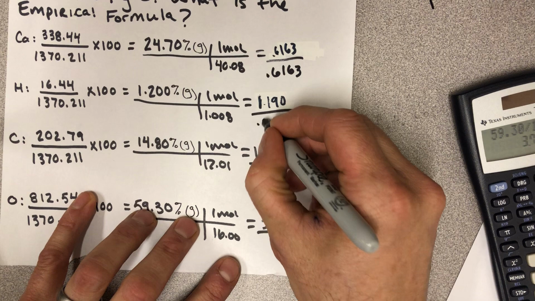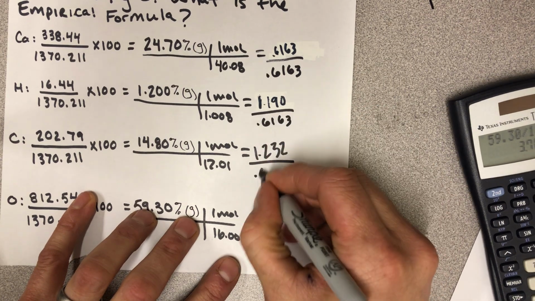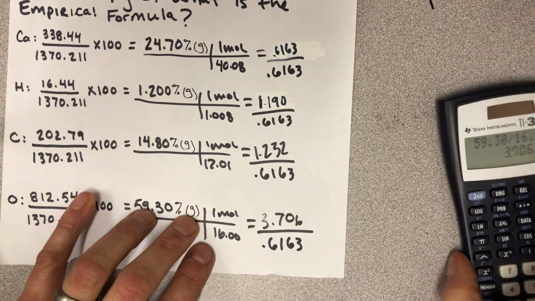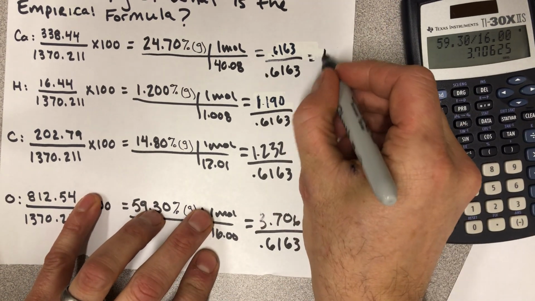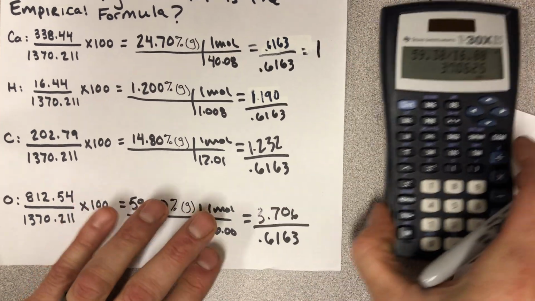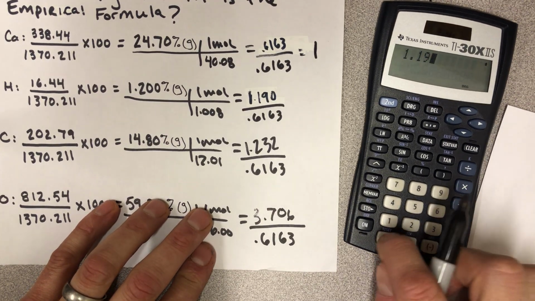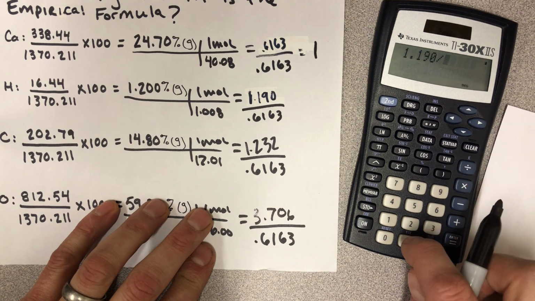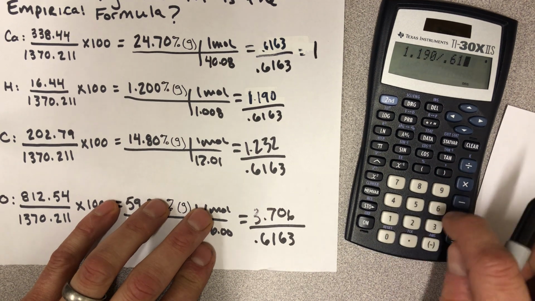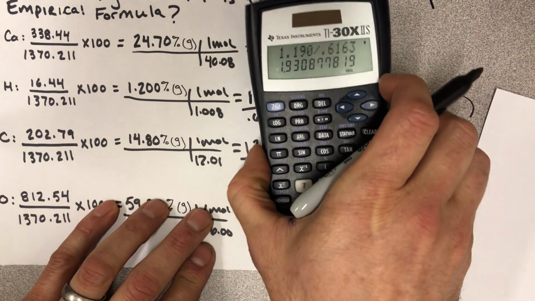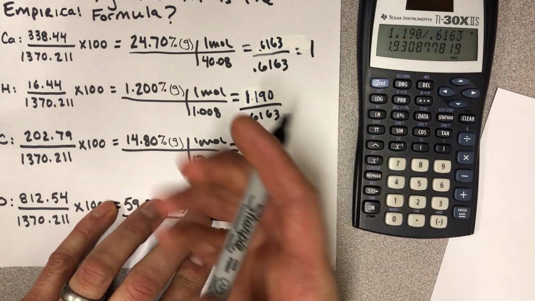0.6163, 0.6163, 0.6163, 0.6163. This one's 1. It's always a satisfying one to do. 1.190 divided by 0.6163. Okay, so that's a 1.9. I'm going to go ahead and round that up to a 2.